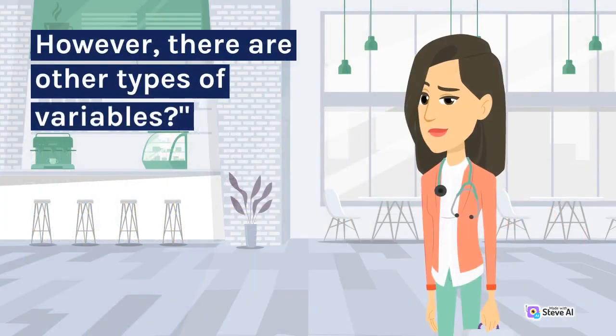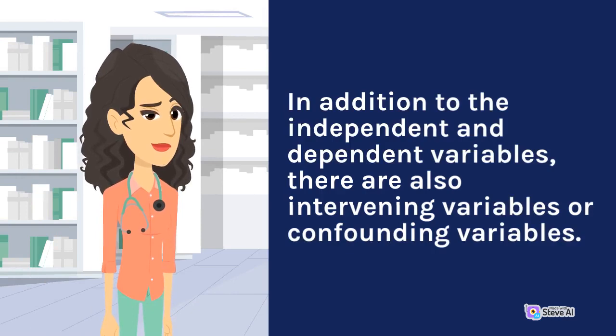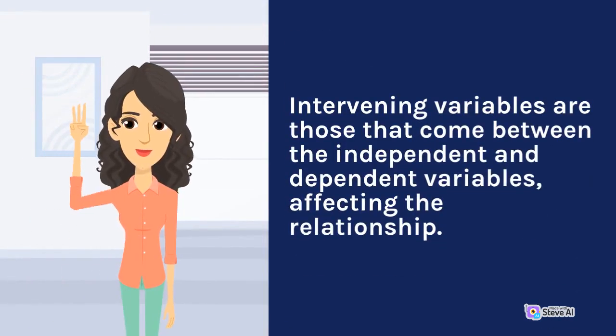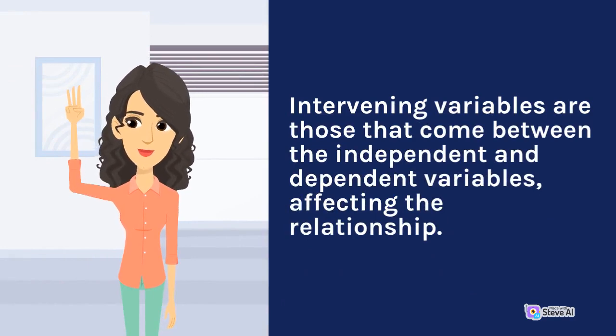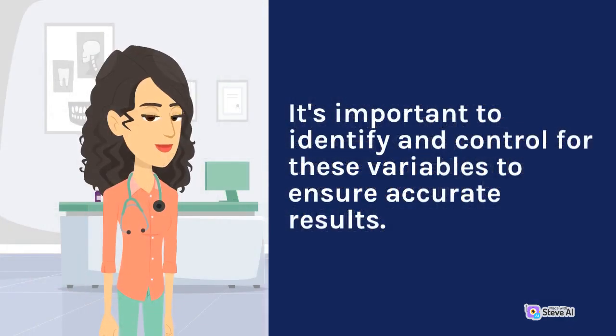However, there are other types of variables. In addition to the independent and dependent variables, there are also intervening variables or confounding variables. Intervening variables are those that come between the independent and dependent variables, affecting the relationship. Confounding variables, on the other hand, are external factors that may unintentionally influence the relationship between the independent and dependent variables. It's important to identify and control for these variables to ensure accurate results.